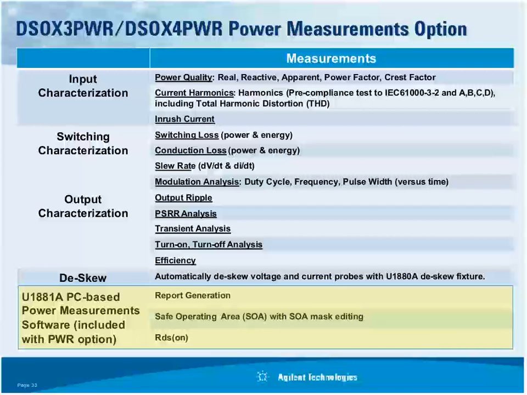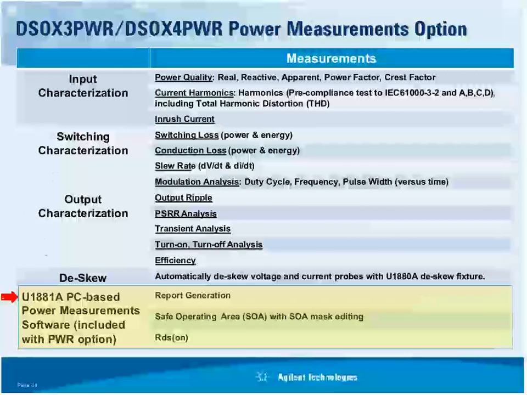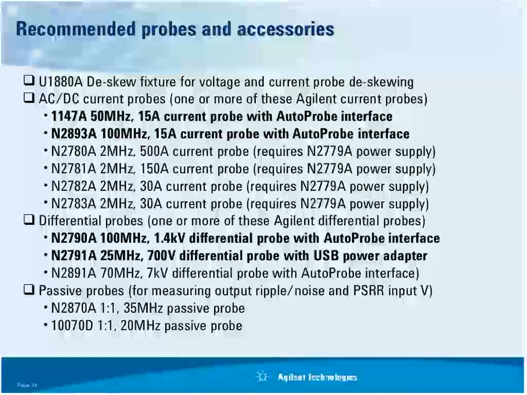These are some of the power measurements we talked about that are available in Agilent's oscilloscopes. We've shown examples in most of them. The one we didn't show an example of that people would probably consider a very important measurement would be safe operating area. That's also available from Agilent with PC-based software which ships with our solution.